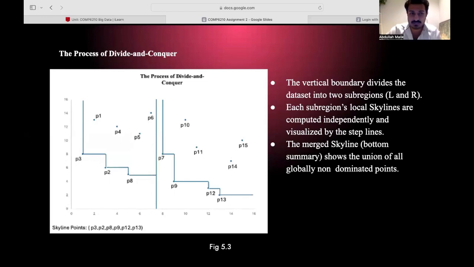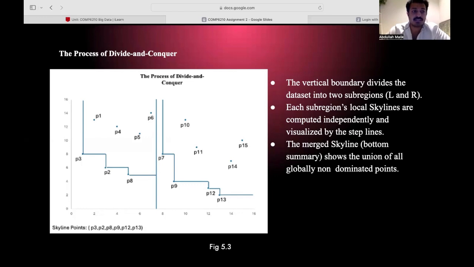Finally, this figure shows the divide and conquer approach for skyline. The vertical line divides the dataset into two subregions, left and right again. Each subregion computes its local skyline independently, shown by the step lines. Left skyline includes P3, P2, and P8. Right skyline includes P7, P9, P12, and P13. But when they're merged, we get the final skyline set as P3, P2, P8, P9, P12, and P13. Because each partition runs in parallel, this method reduces runtime by almost 40% compared to the sequential approach.